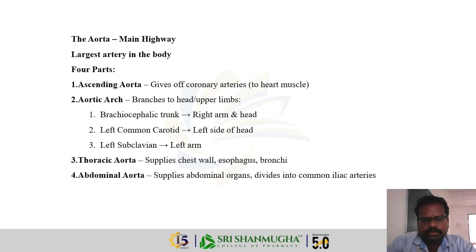Then coming to the abdominal aorta, this supplies the abdominal organs and divides into the common iliac arteries. So after going into the abdominal organs, it will be divided into iliac arteries. Then it will supply the blood throughout the system. Okay, so these are the common arteries that are supplying to the body.